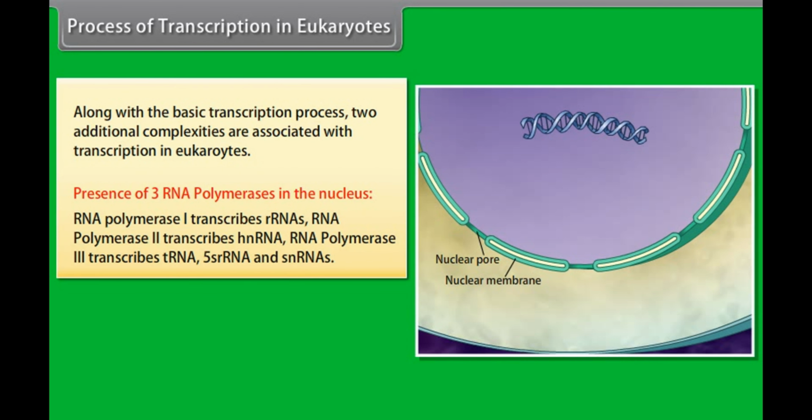Presence of exons and introns. Introns are removed from the genes by splicing, followed by capping and tailing of hnRNA.